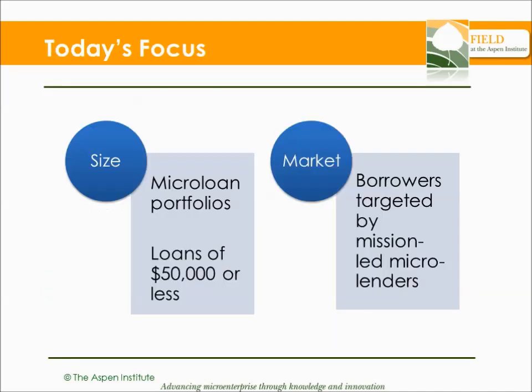So just two other quick things. One, just to be clear about the focus of this webinar, we're talking about portfolio management, especially as it relates to microenterprise loans. And in terms of how we define that, by microenterprise loans we mean business loans of $50,000 or less. And we're also talking about loans that are specifically targeted towards the underserved populations that are served by mission-led lenders. So entrepreneurs of color, women, immigrants, individuals with disabilities, and others who have the most difficulty accessing credit from traditional sources such as banks.